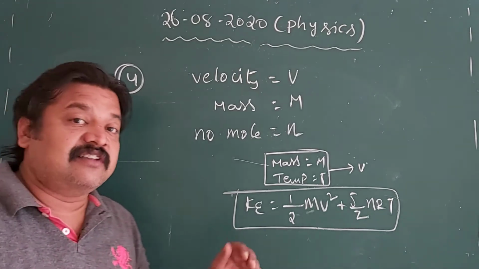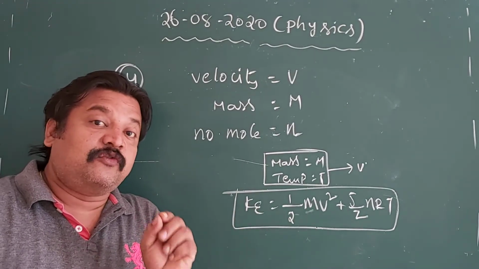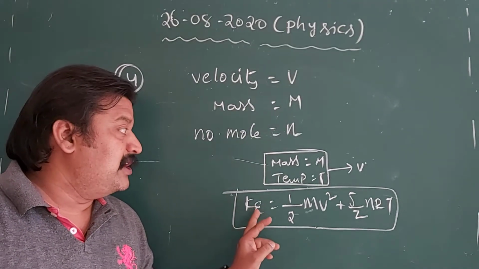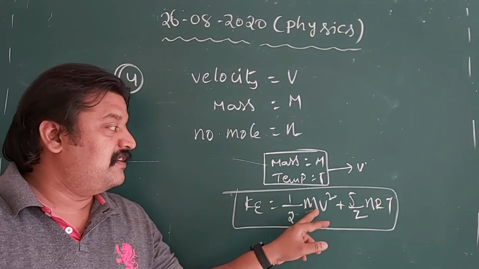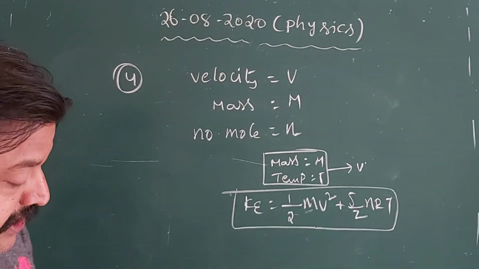If they did not ask you with respect to the ground, you can directly go for the formula. Whenever they ask you to find with respect to the ground, then you can use the formula K is equal to half mv square plus 5 by 2 nRT. This is very important. Next, problem number 5.